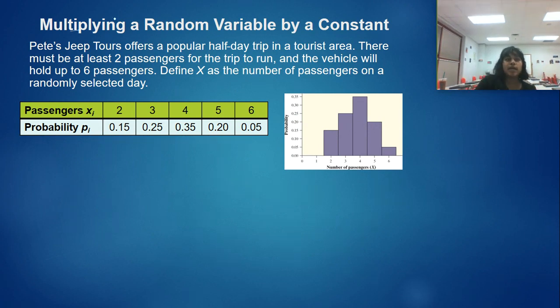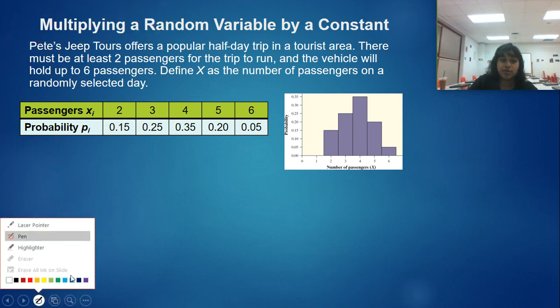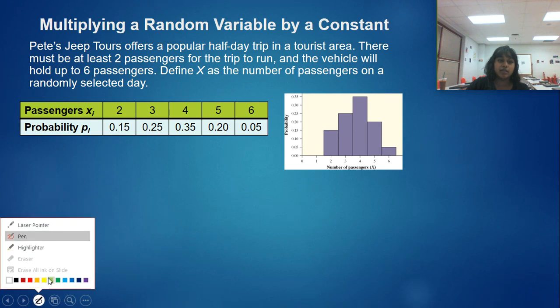What happens when I am multiplying a random variable? This is a transformation, and we already know that multiplying is going to transform both the center and the spread. So be aware that that is what's happening, and let's prove it to ourselves.